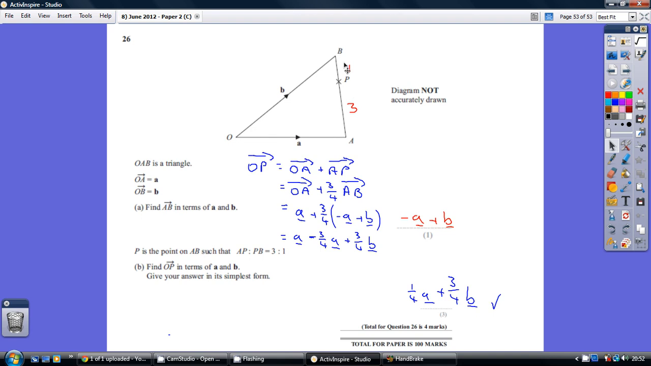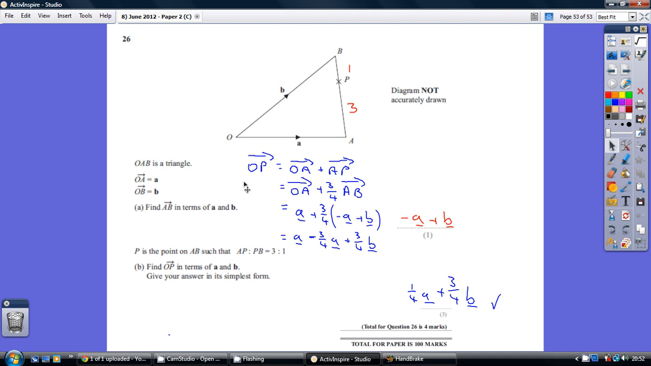Now I think it's best to go in the direction where you're already using part of the journey from part a. So in part a we went from A to B. Now AP is a part of this journey. So let's go this direction. So that's our first line of workings. OP, we're going to go from O to A and A to P.